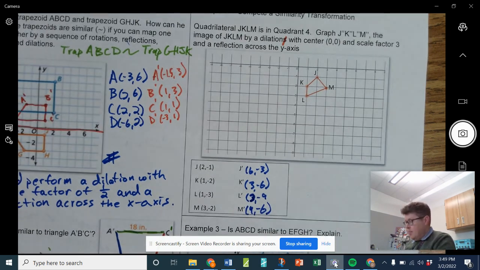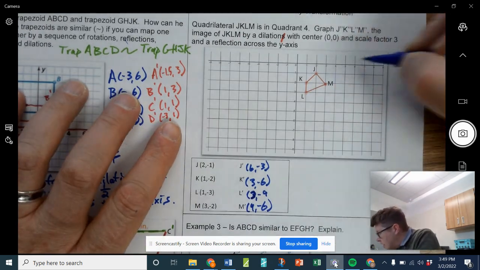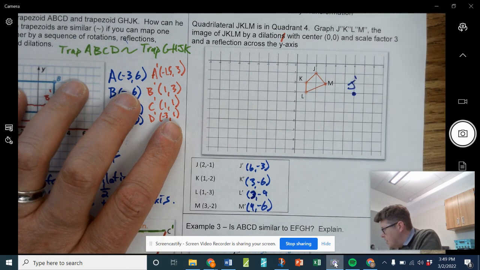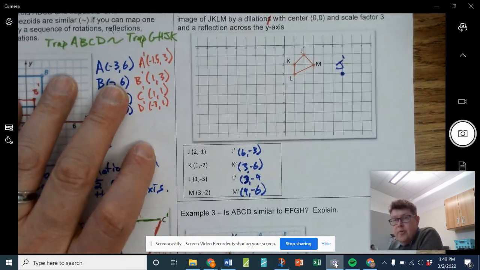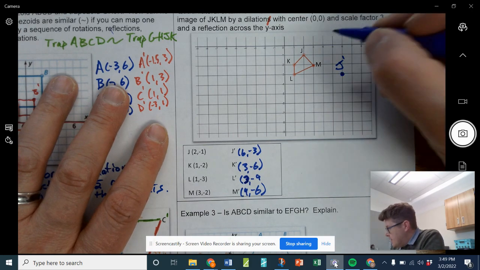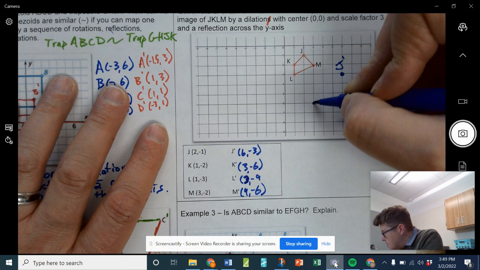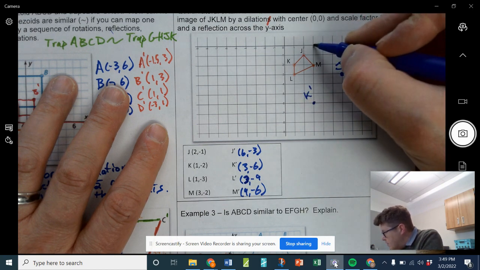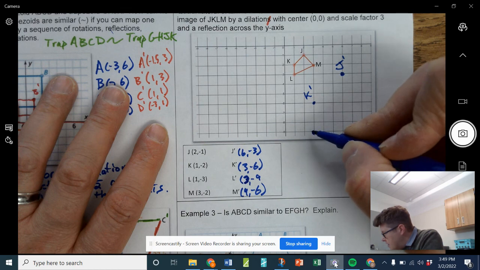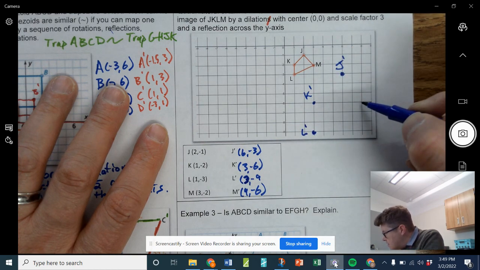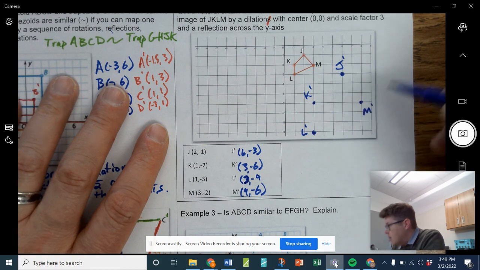Okay. So then we plot these points, right? 6, -3 is going to go out to 6 and down to 3 right there. That's our J prime. Label as you go. It's a lot easier to label as you go rather than try to label at the end, right? K prime is 3, -6. So over 3, down 6. L prime, 3, -9, over to 3, and then down to -9. That's our L prime. And then M prime is 9, -6, right there.